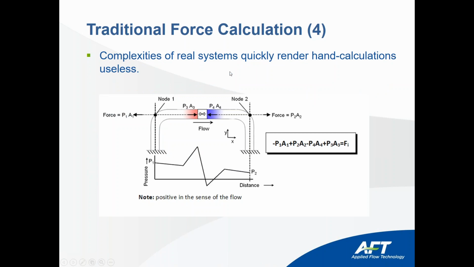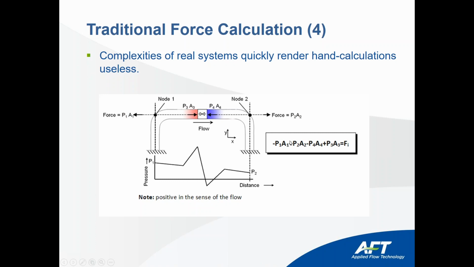So let's see the system here. Here we have a partial closure of the valve. We have the same node 1 and node 2, but now we have a pressure 3 and an area 3, and a pressure 4 and an area 4. So now we have a set of unbalanced forces that are considered because the valve is closed partially. So now the forces are not so easy to calculate.